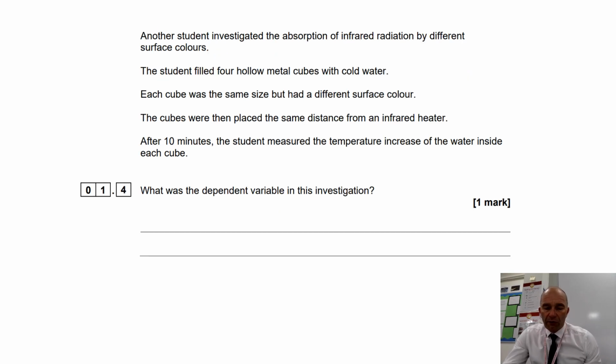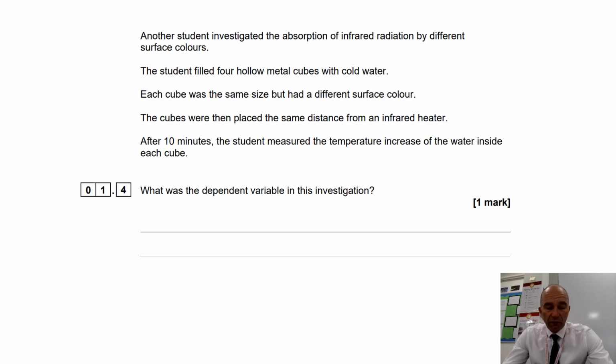Right, and then another student investigated the absorption of infrared by different surface colours. So this time the student filled 4 hollow metal cubes with cold water. Each cube was the same size but had a different surface colour. The cubes were then placed the same distance from an infrared heater. After 10 minutes, the student measured the temperature increase of the water inside each cube.